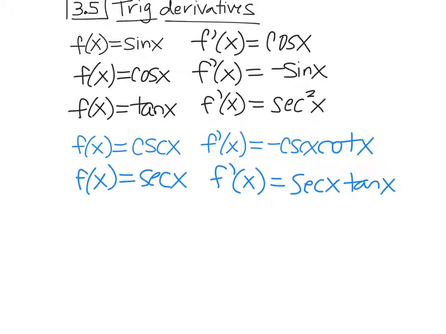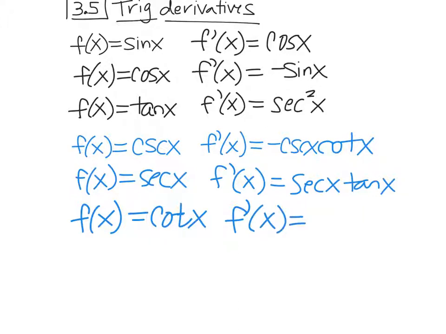Okay, and then finally our last one, which would be cotangent x. The derivative is, let's see if you can guess it. Do you see tangent up here? The derivative of tangent was secant squared. Derivative of cotangent is going to be negative cosecant squared. Those kind of go together. Okay, so there they are. Your 6 trig functions, you got to know those. You got to memorize them.